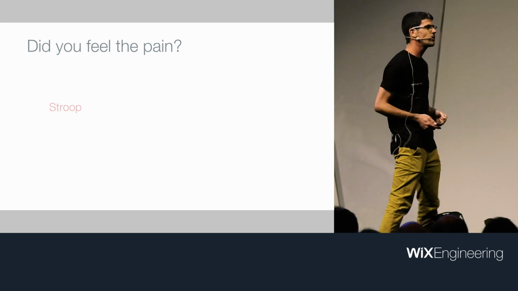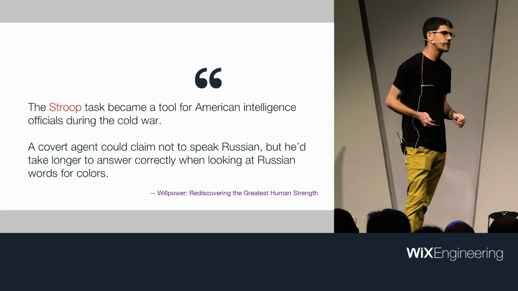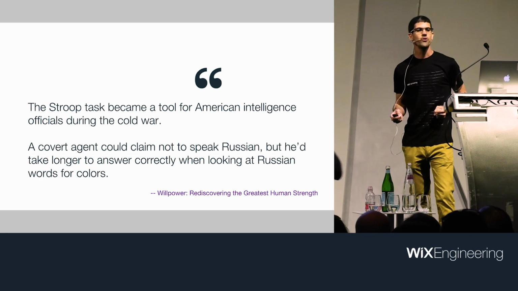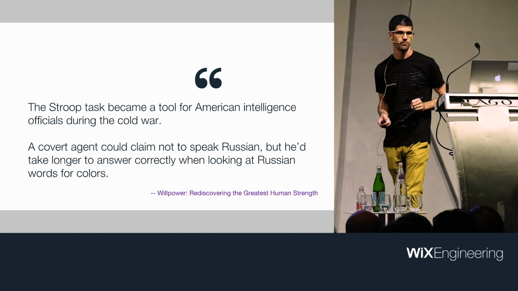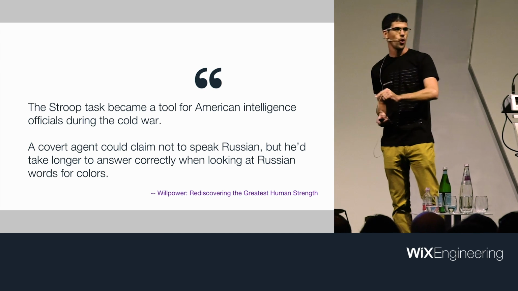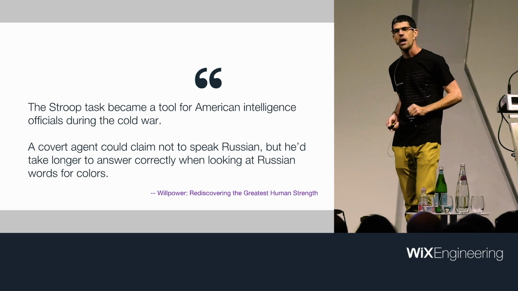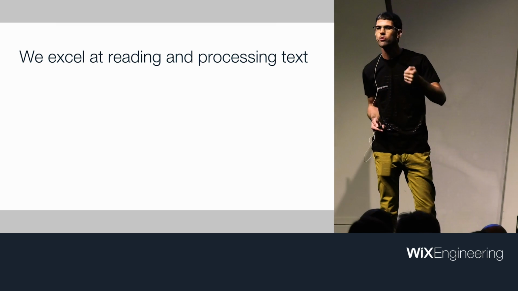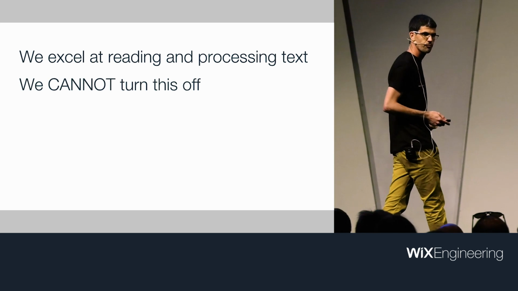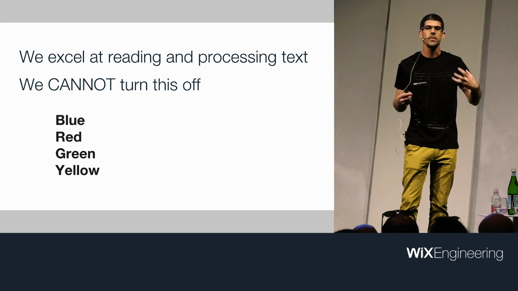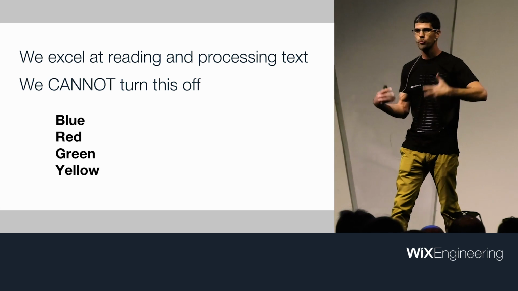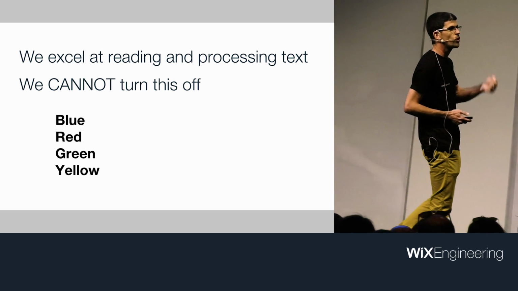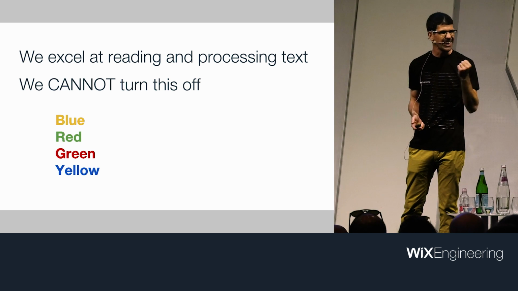This game is called the Stroop task. The Stroop task became a tool for American intelligence officials during the Cold War. A covert agent could claim not to speak Russian, but he'd take longer to answer correctly when looking at Russian words for color. And this is because we excel at reading and processing text. We're so good at this that we cannot turn this off. When we see text, we immediately, subconsciously, interpret it, process it, and it creates expectations in our mind. When the colors don't match those expectations, it hurts.